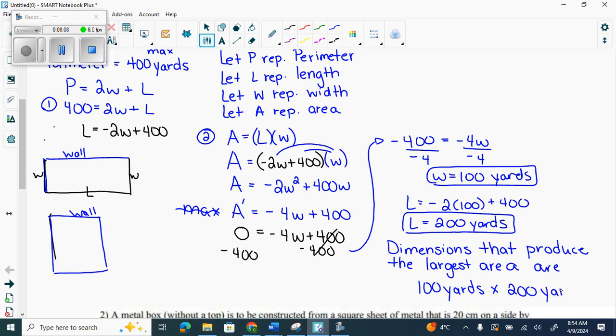Now, to prove that it's a maximum, how could we prove that this value 100 would create a maximum? We could make a number line. What's the faster way? Second derivative. So what would the second derivative be? A double prime equals negative 4. So no matter what, this is producing a negative second derivative, no matter what critical number I put in. A negative second derivative does what? Maximum.